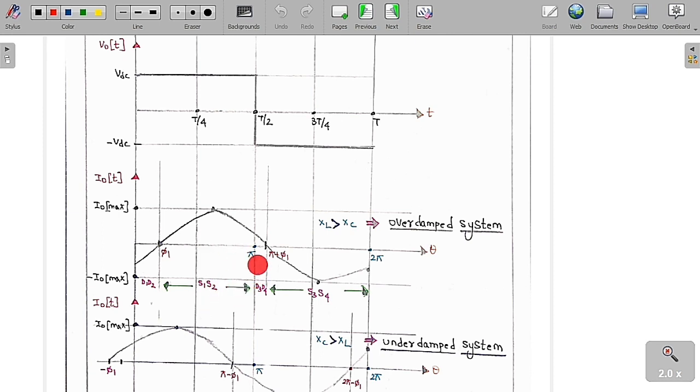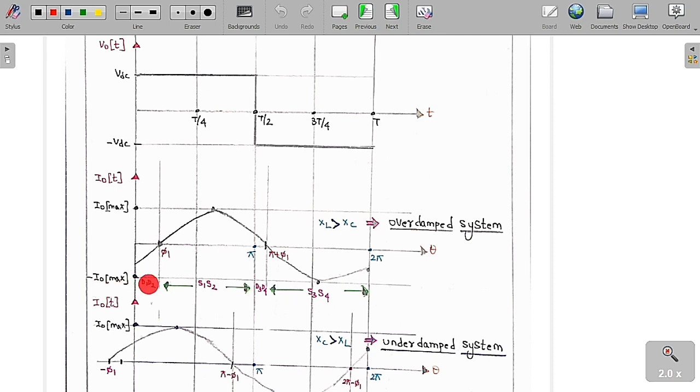Similarly, from pi to pi plus phi 1, the voltage is negative and the current is positive. It indicates that D3, D4 are conducting. Similarly, from pi plus phi 1 to 2 pi, the voltage is negative and the current is also negative. If both are negative, S3, S4 are conducting. This is what I have already told you in the previous one. Based on this, we are going to draw in which period the switches are conducting.